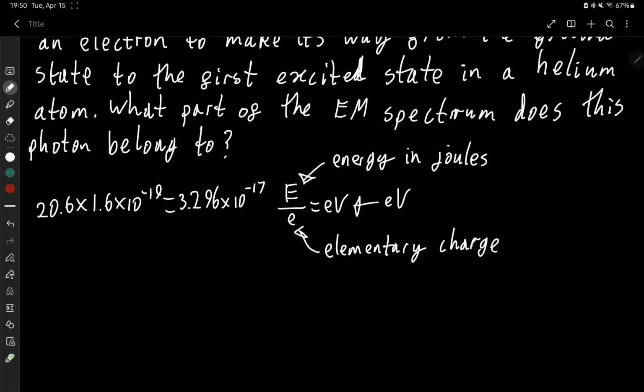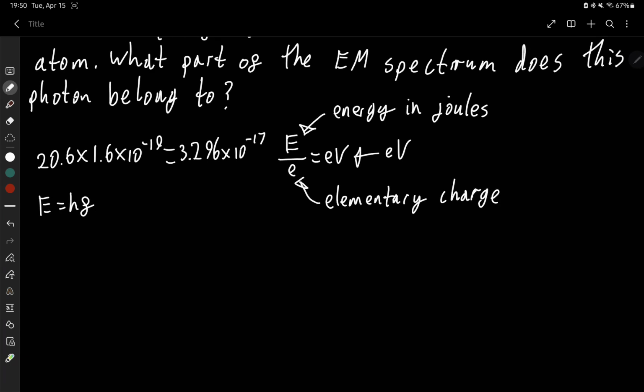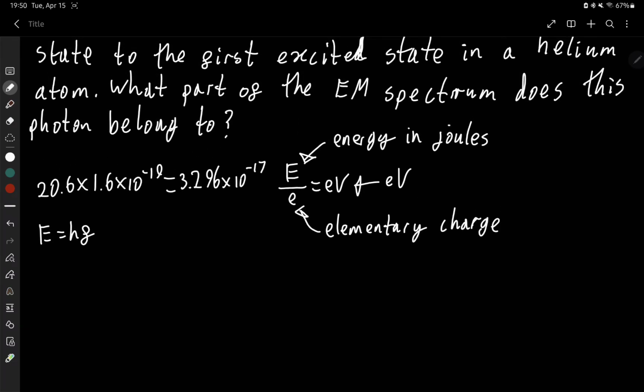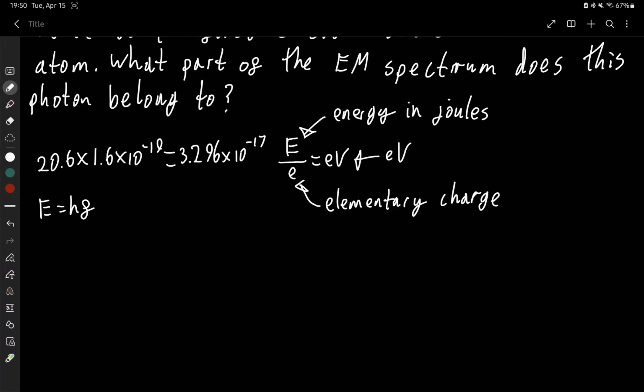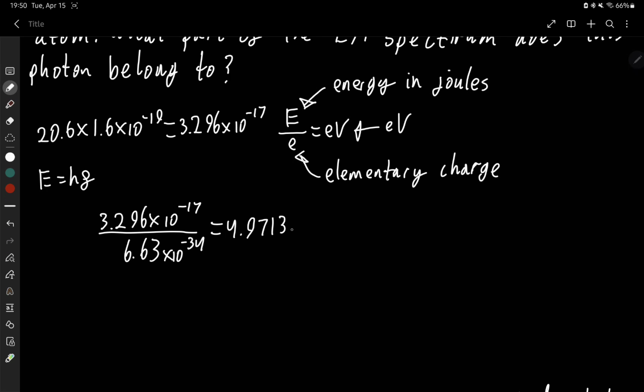Now we can use E equals hf and find the frequency, because remember, we can convert the frequency to wavelength, which will give us the point on the EM spectrum. If we rearrange and solve, we get 3.296 times 10 to the negative 17 over Planck's constant, which is 6.63 times 10 to the negative 34. That should get you 4.9713 times 10 to the 16.